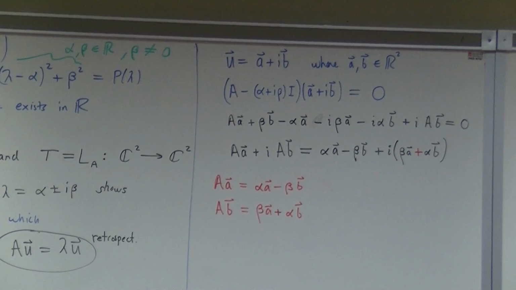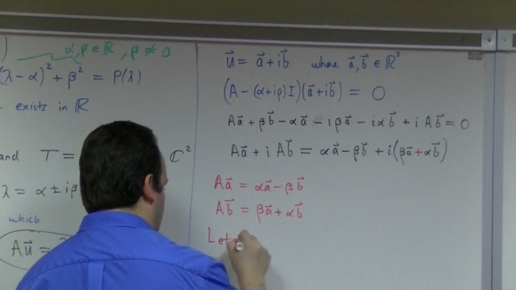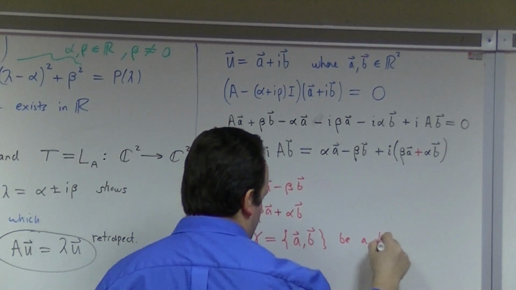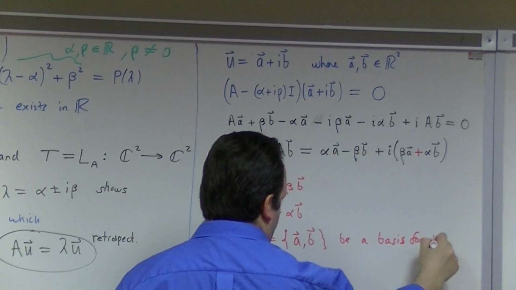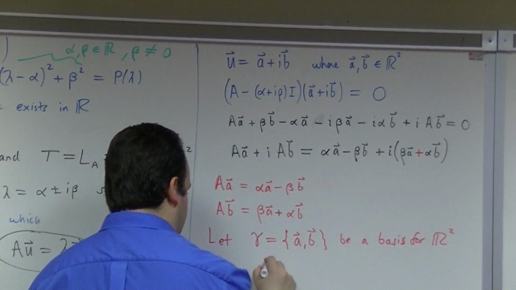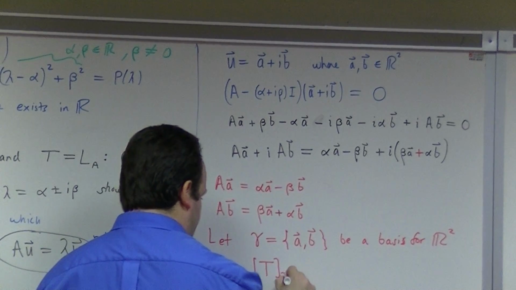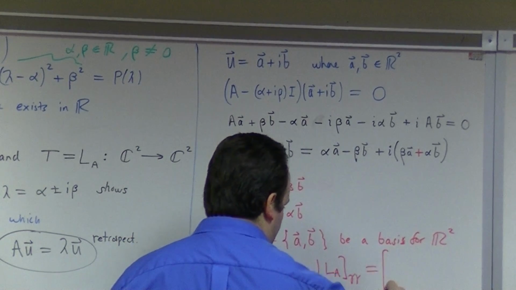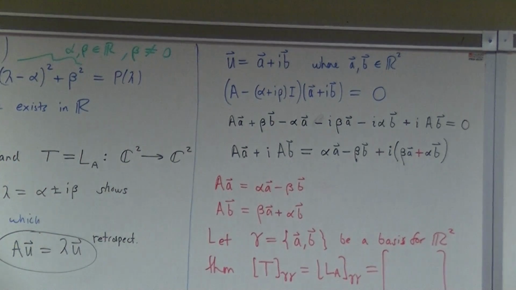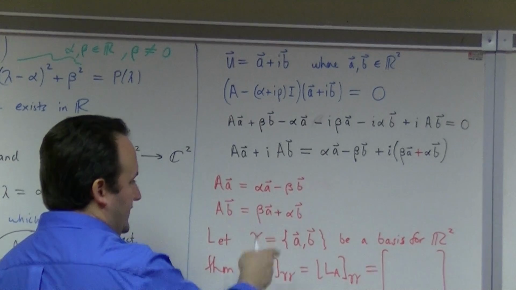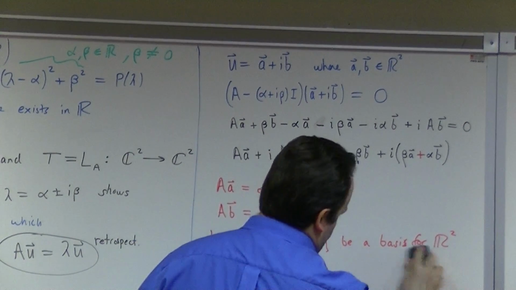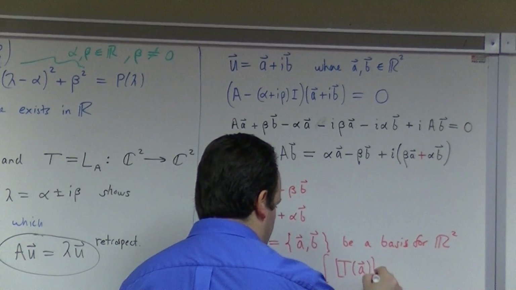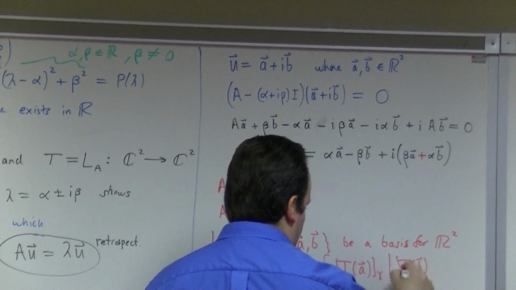So, here's the thing. Let gamma equal A comma B be a basis for R2. Then the matrix of the linear transformation induced by A with respect to gamma gamma is just what? The matrix is T of A with respect to gamma, T of B with respect to gamma.